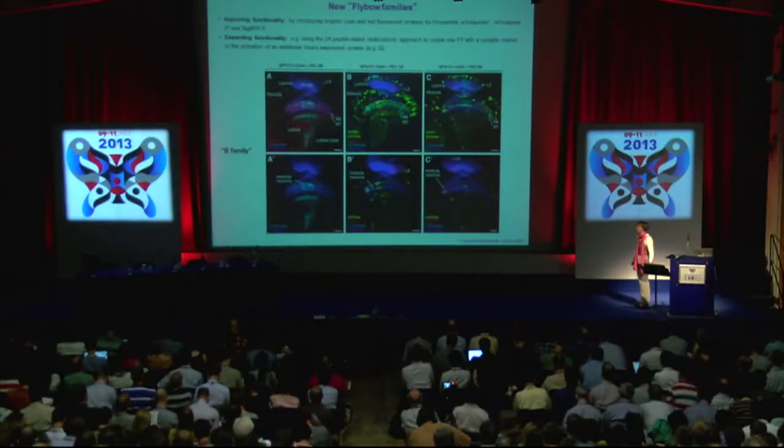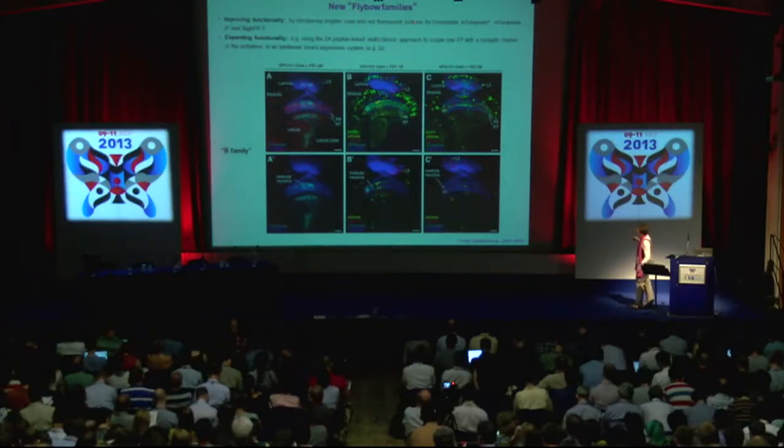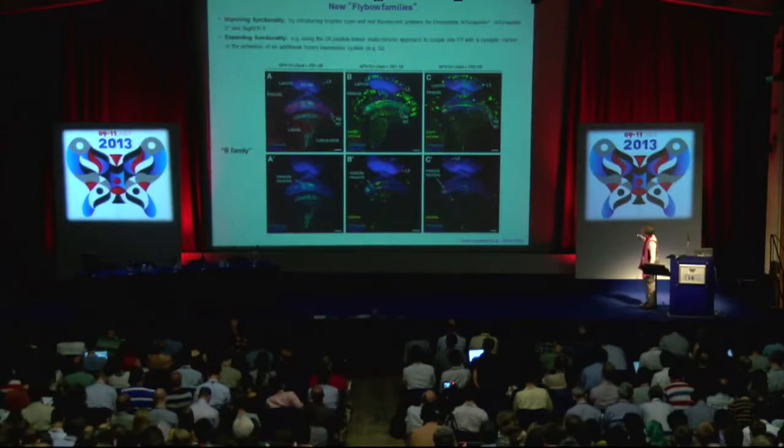Where do we go from FLIBO? Obviously it was a beginning and far from the end. We definitely need to improve the functionality, and there we benefit from the development of new, brighter fluorescent proteins for cyan and for red, in particular mTurquoise2 and TagRFP.